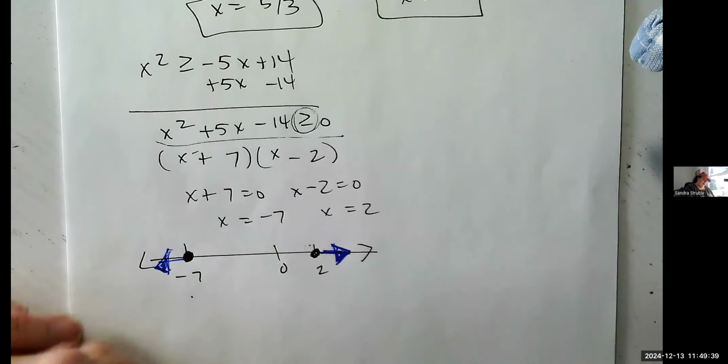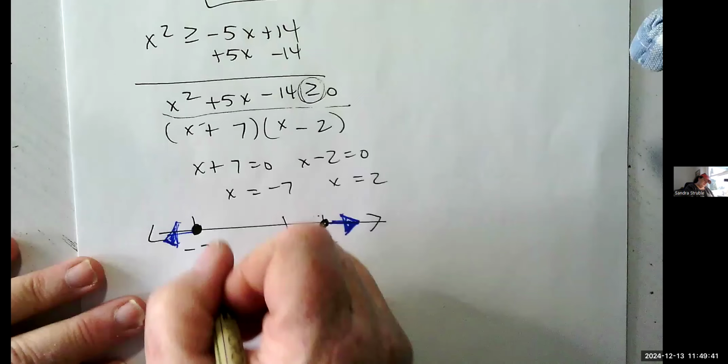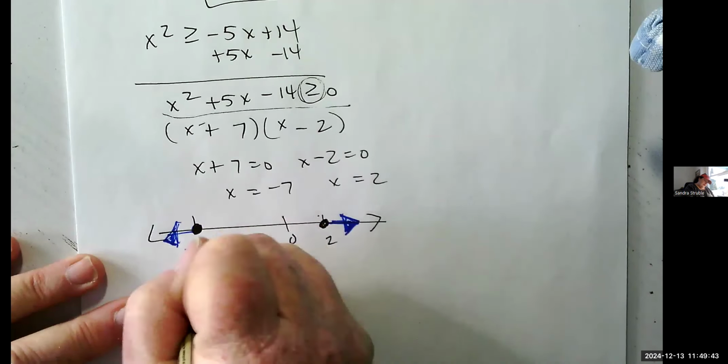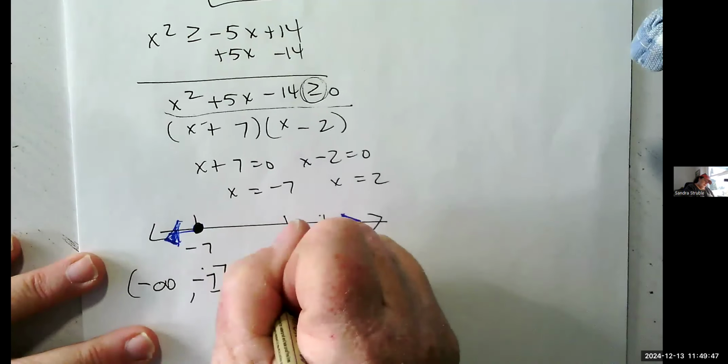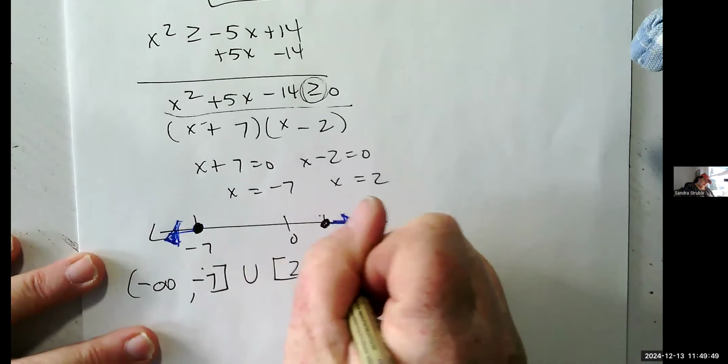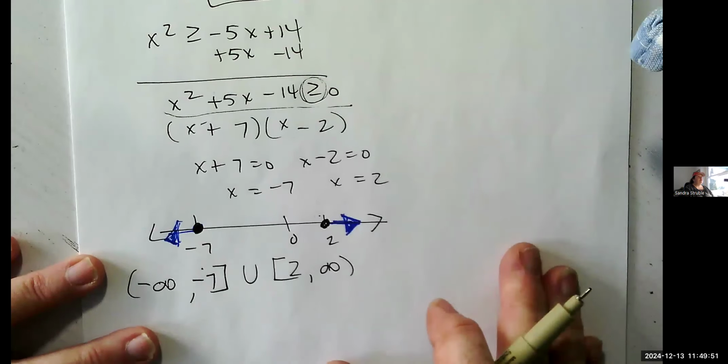All right, so now I want to put this in interval notation. -7, we got negative infinity to -7, or 2 to positive infinity. And there's my interval notation.